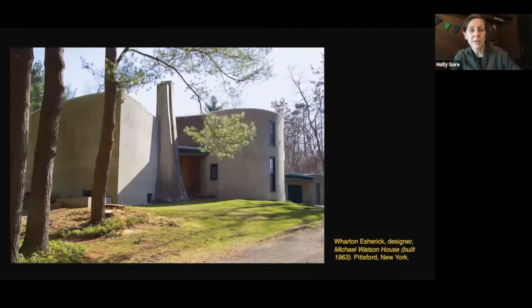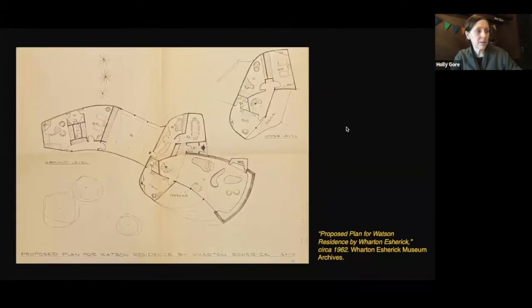The Michael Watson House I'm showing here was Wharton Esherick's only ever commission to design an entire home. It's located in Pittsford, New York, near Rochester, and has extensive use of concrete block and stucco to create these soft, fluid, flowing, organic forms that we see throughout. So I'll talk a little bit about the history of the project while we look at this early floor plan.